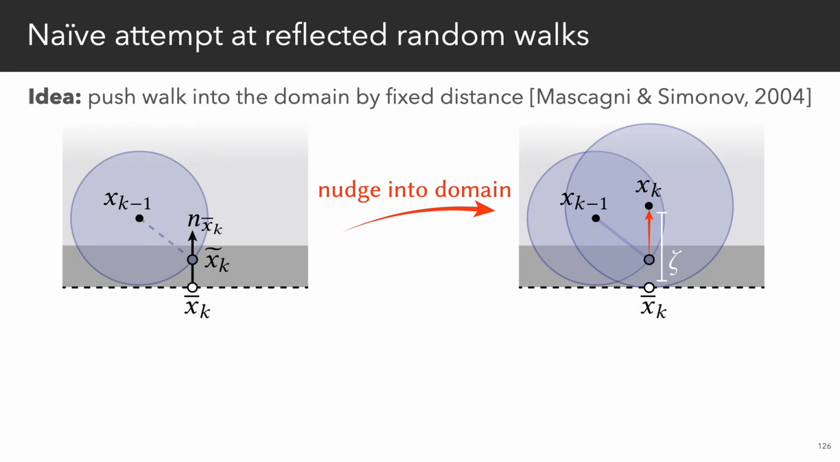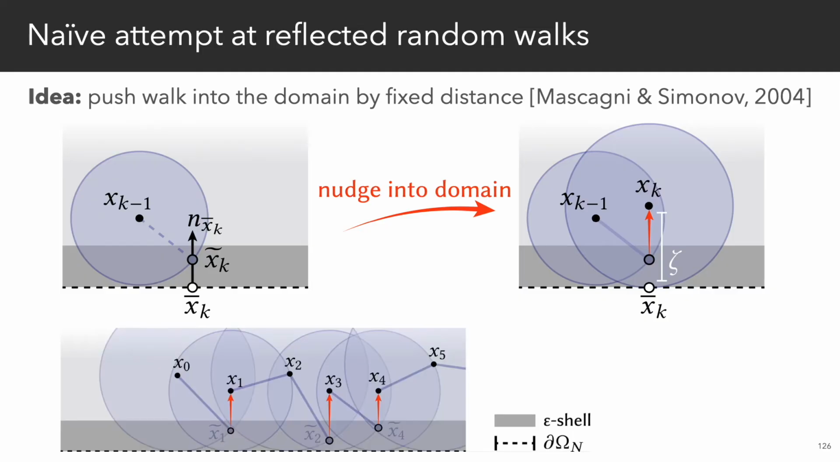Another option is to just push the random walk back into the domain by a small fixed distance if it enters the epsilon shell around the Neumann boundary. This approach has two problems. First, walk lengths can become extremely long since the boundary serves as an attractor for walk-on spheres. And second, we get a large buildup of bias that accumulates with every boundary reflection since we're effectively approximating the normal derivative with finite differences.